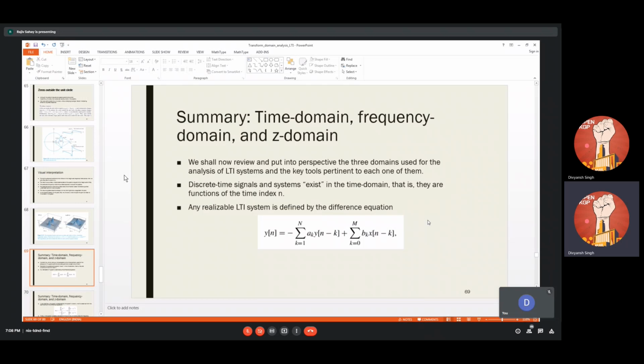I think you would have all studied LCCDE when you would have studied Laplace transform. In that case, it would be a differential equation. So you talk about integral differential equations, right? In Laplace domain, in the S domain, you talk about integral differential equations. In the DSP, in the Z domain, you talk about these LCCDE or difference equations.